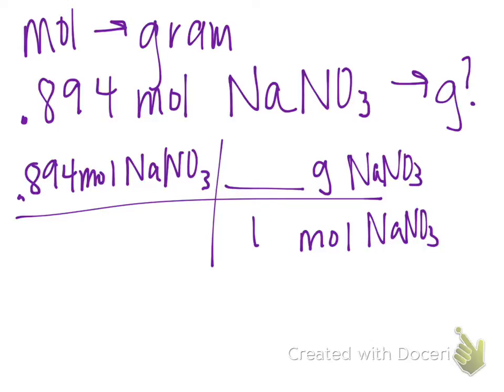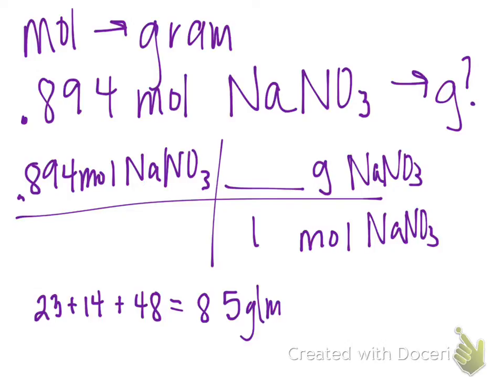So let's calculate the molar mass of sodium nitrate. Sodium is 23, nitrogen is 14, 3 oxygens is 48. Let's add those together. Is that about what you had? 85? Hopefully. Okay, good. So 85 goes here.